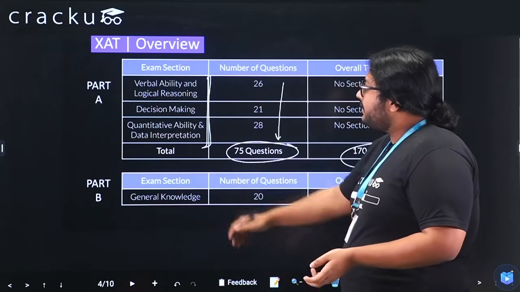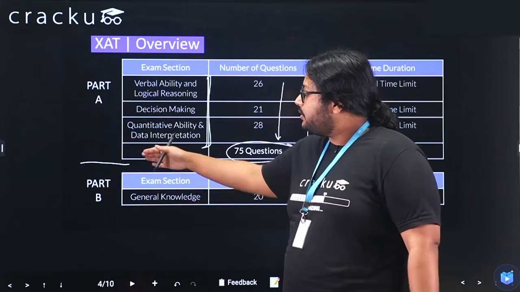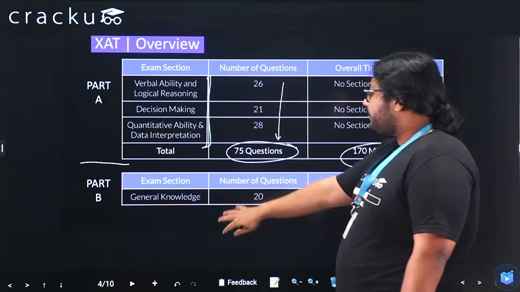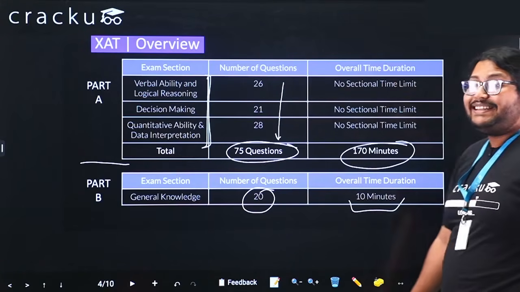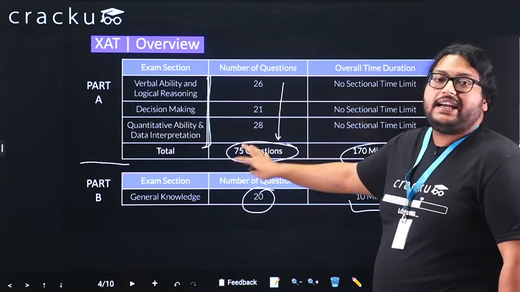But that is only for part A, because once these 170 minutes end, you automatically shift to part B, which has general knowledge. And for GK, we have 20 questions which need to be finished in 10 minutes. So that is the flexibility that XAT offers.